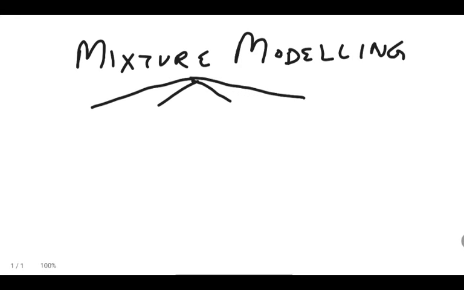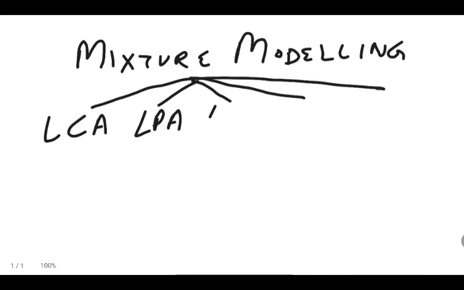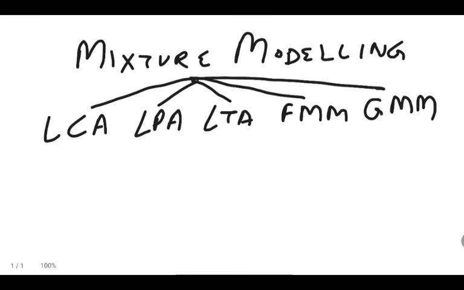It is of several types: latent class analysis, latent profile analysis, latent transition analysis, factor mixture modeling, and growth mixture modeling. So these are the subtypes of mixture modeling. Quickly, let us revise what is latent class analysis.